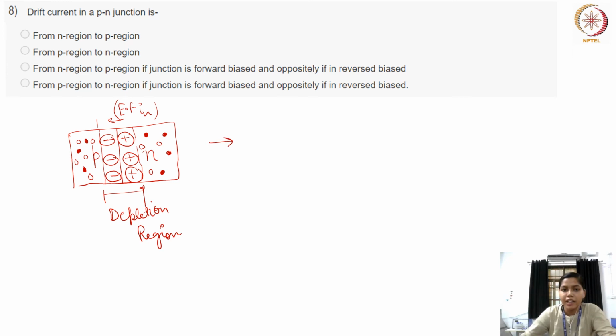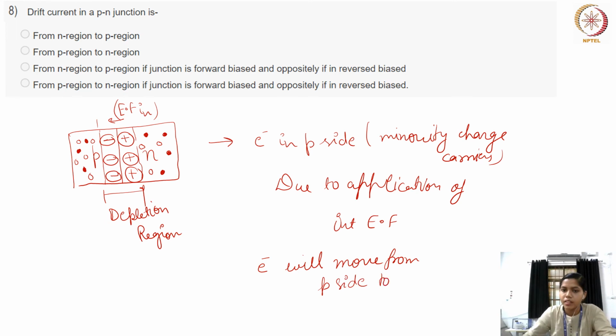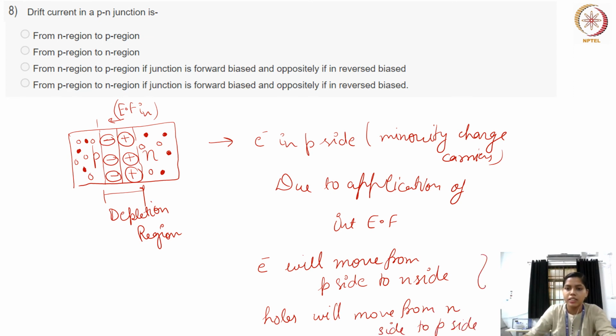So see, if I talk about the electrons in the P side, those are the minority charge carriers, so due to the application of this internal electric field, the electron will move from your P side to N side, and similarly we can write the holes will move from N side to P side. So is this clear to everyone?